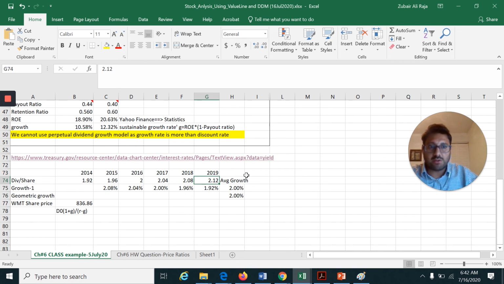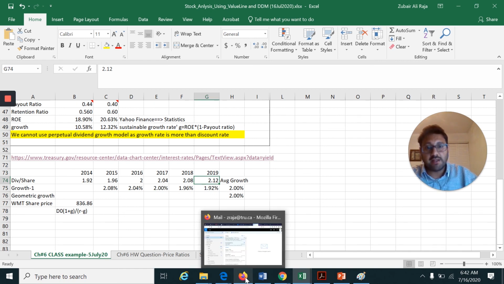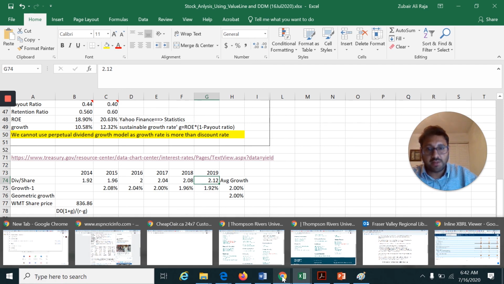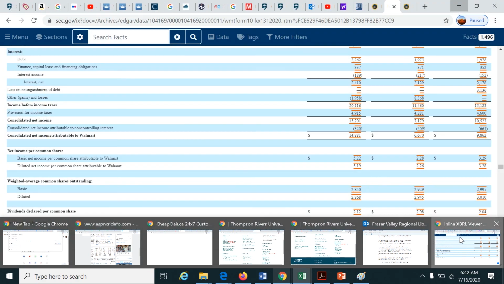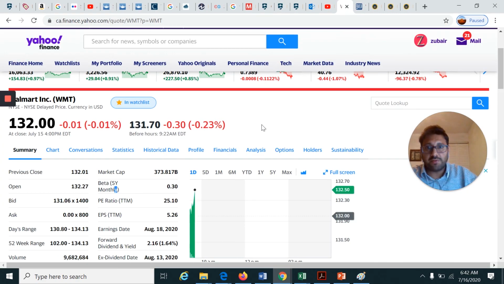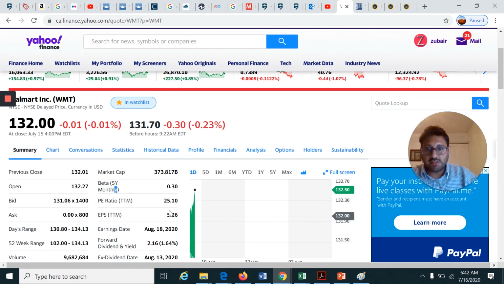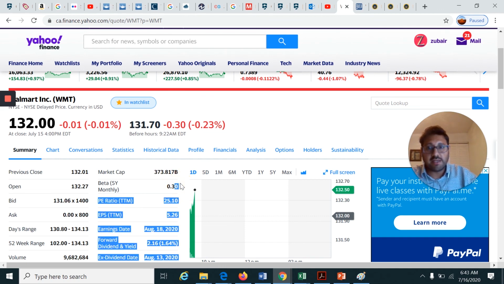CAPM is very easy. I told you how to go. You have to go onto the trade link and get the risk-free rate of return. Beta you can get either from Value Line or from the Yahoo Finance website. In Yahoo Finance, under the summary tab, you have the beta. If you see this over here, guys, under the summary tab, this is the beta. So you can easily get the beta.